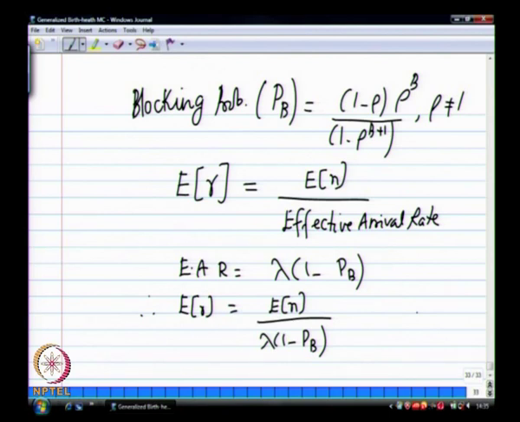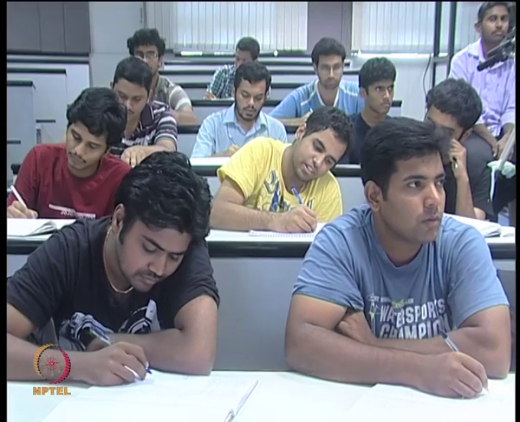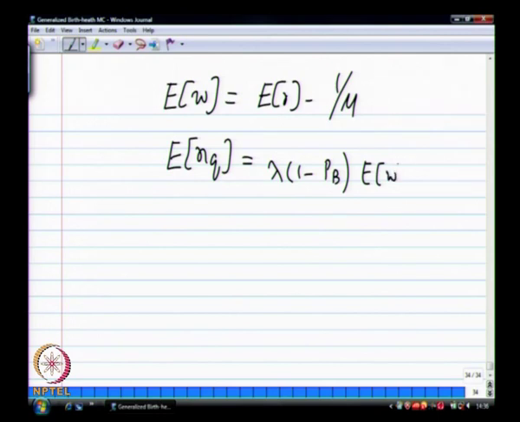Any questions about this set of derivations so far? Once I determine E of R, the rest can simply follow suit. So what is E of W? E of R minus 1 by mu. The service time per customer does not change. It is still the total server response time minus the mean service time, 1 over mu. Likewise E of NQ is in terms of EW, and don't forget the 1 minus PB. Questions on this basic derivation so far?